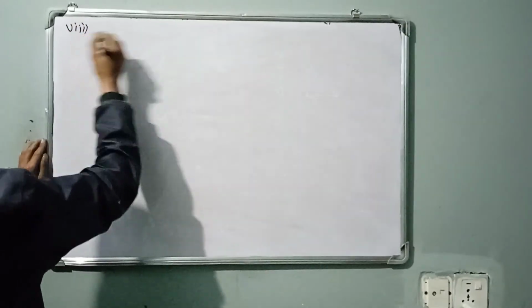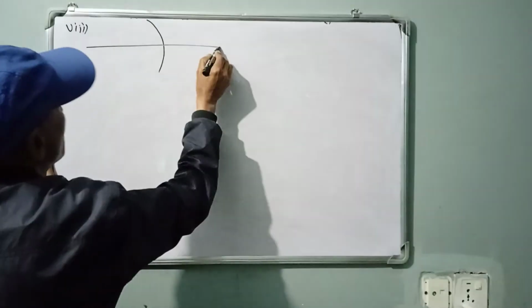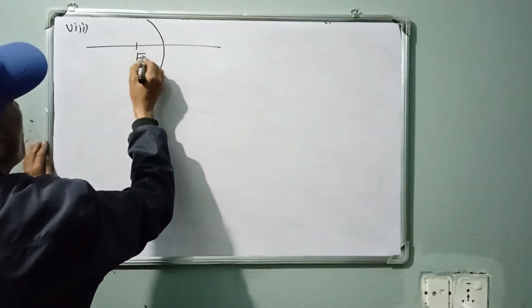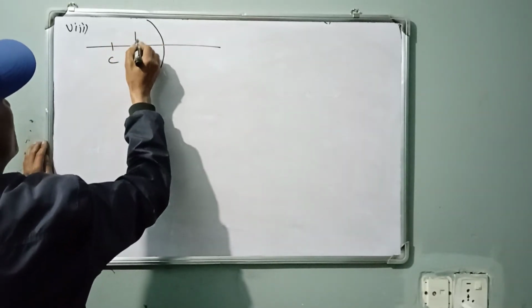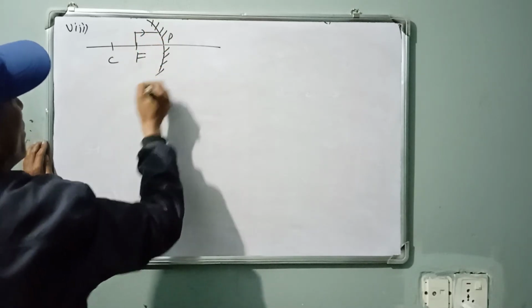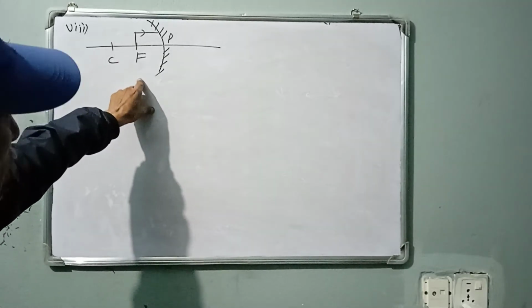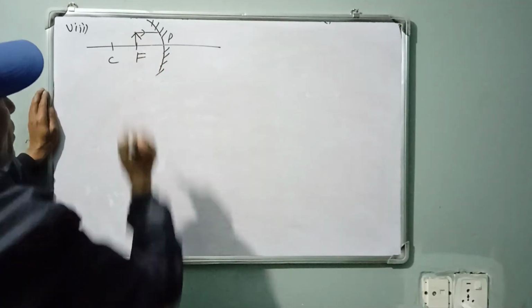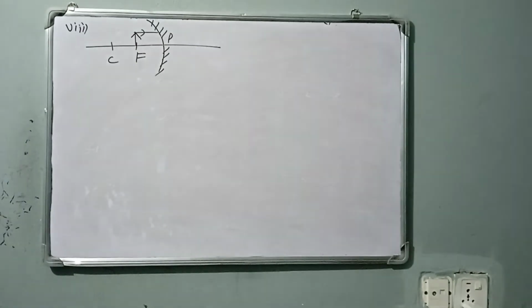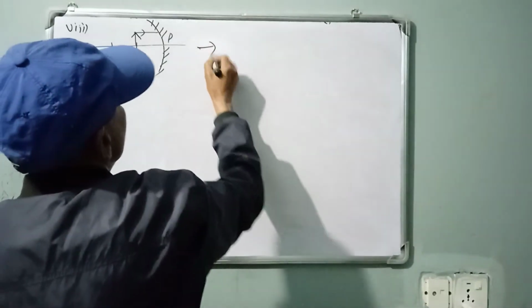Number 8. Concave mirror, principal axis, focus, center, object. Where is the object? The object is placed at the focus. The object is placed at the focus. Then what happens? This is an incomplete diagram. The complete diagram is this.